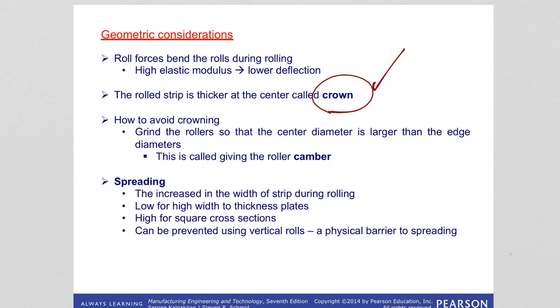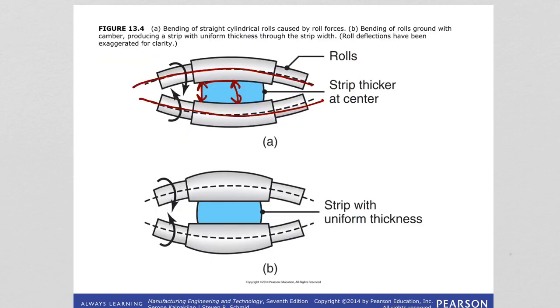What can you do to avoid this problem? You can grind the roller so that the center diameter is actually larger than the edge diameter. And this is known as giving the roller camber. This will help us as the rolls bend. During the process, the strip being rolled will have a constant thickness along its width. And we can see this in the other image. As you can see, these regions are thicker compared to the edge diameters. So this will help us to get a uniform thickness throughout the strip.